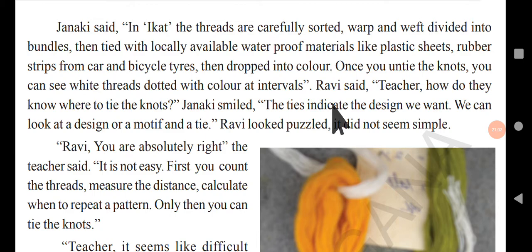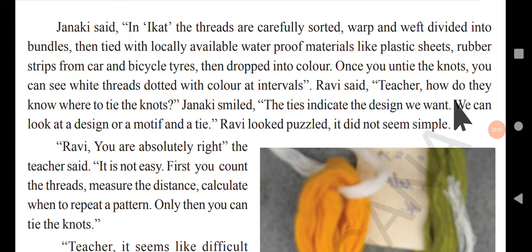Just like the design that they want, they place these plastic sheets or rubbers in that particular design. Finally they drop these thread bundles into the color. If they want, for example, yellow threads, they drop the bundle into yellow color. Once you untie the knots, you can see white threads dotted with colors at intervals, with a difference of about 1 inch. In each 1 inch you can see different dots and designs. Those designs can be made only with the tying of these knots, with the tying of these plastic sheets. Wherever they want white, they tie the plastic sheet in that place, and the rest of the place is left and will be completely covered with the color.